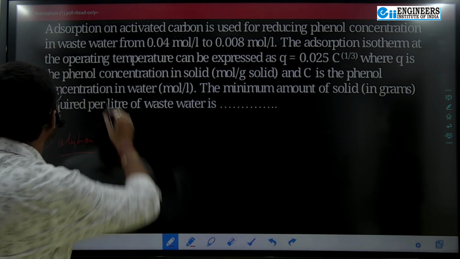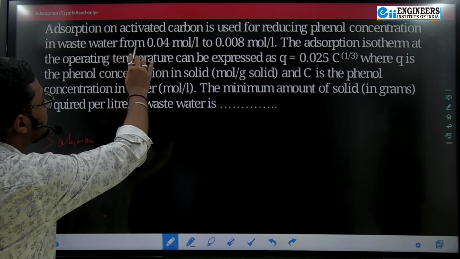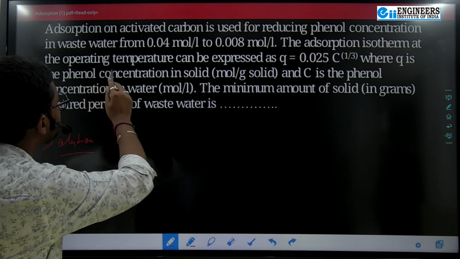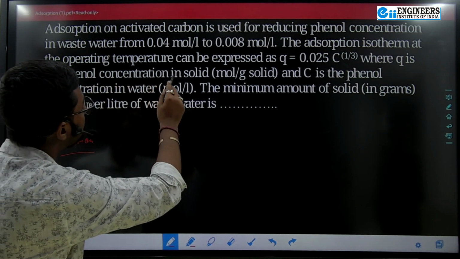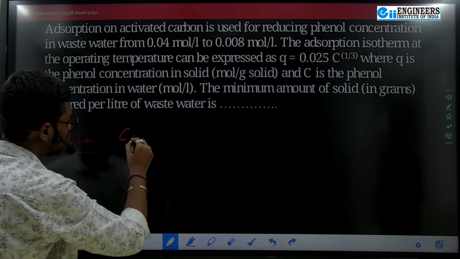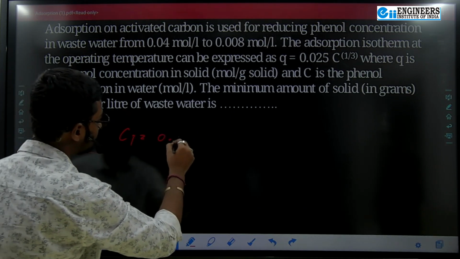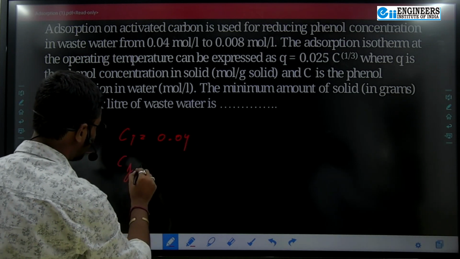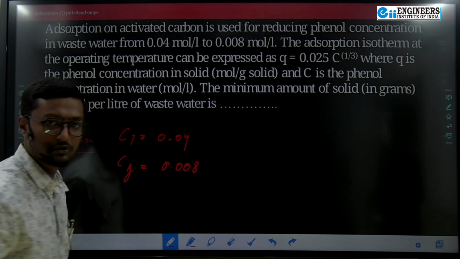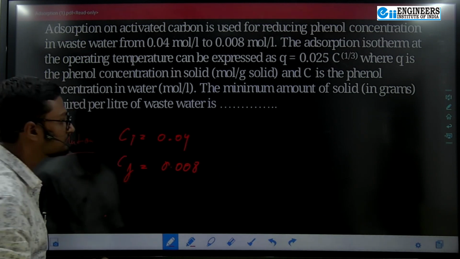So what is given is that adsorption on activated carbon is used for reducing phenol concentration in waste water from 0.04 mole per liter to 0.008 mole per liter. So from here we can directly write that Ci is given as 0.04 and our Cf is given as 0.008. Okay, so our Ci and Cf are known.